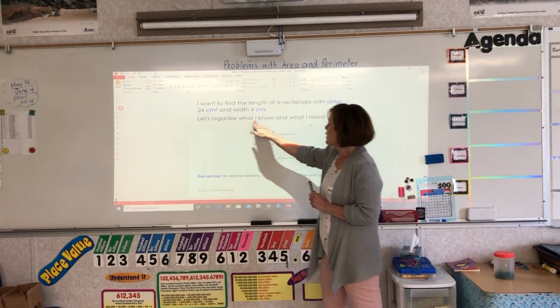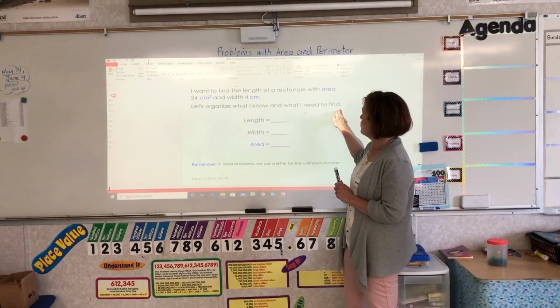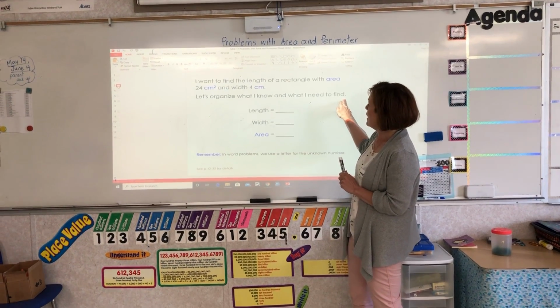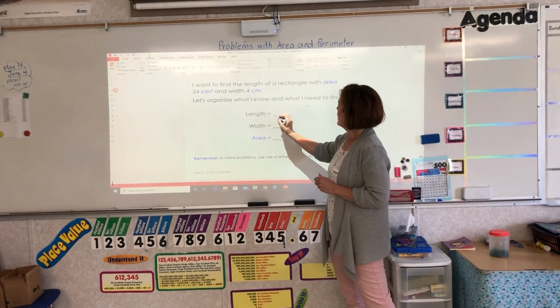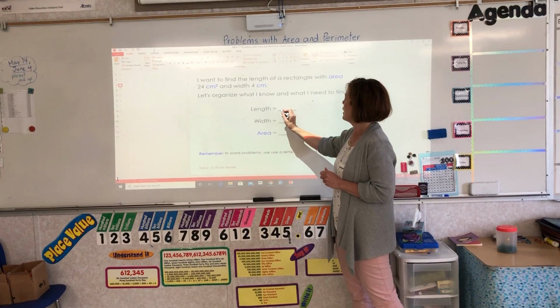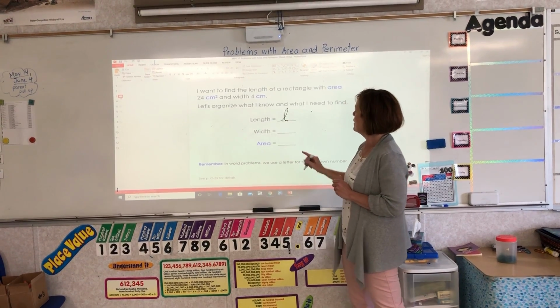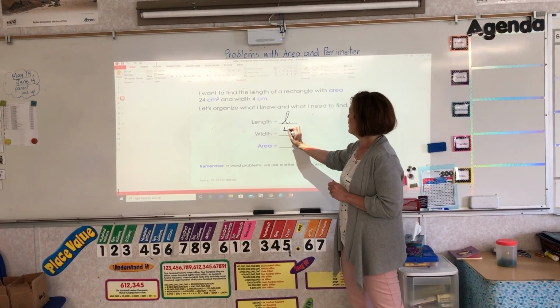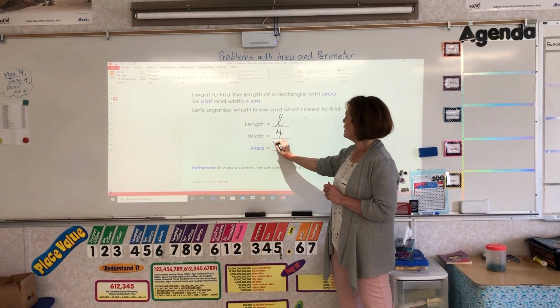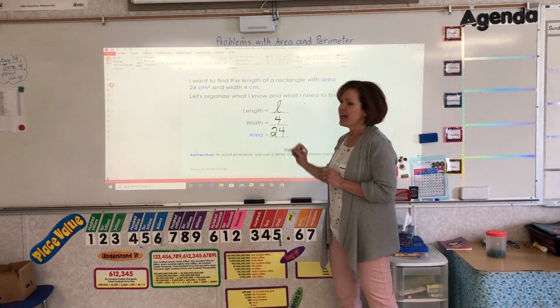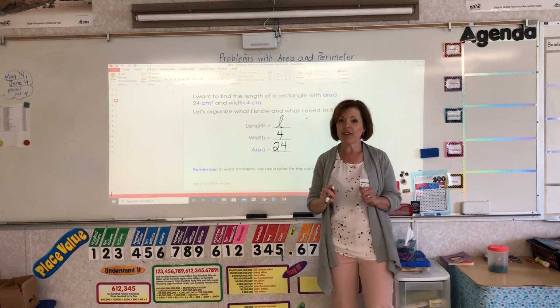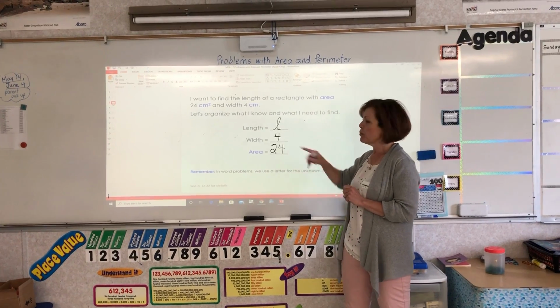So let's organize what I know and what I need to find out. Have they given me the length? I could put a question mark, but since we've learned algebra, I'm going to put an L for length. Width is 4 and area is 24. And I hope you're all remembering that to find area, it's length times width.